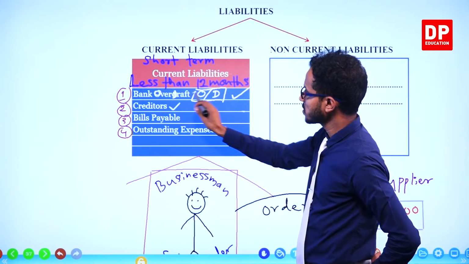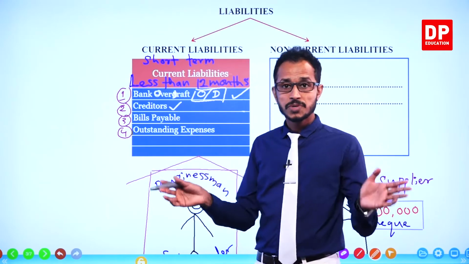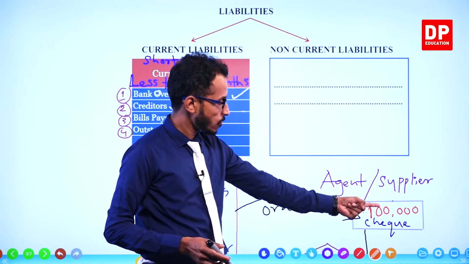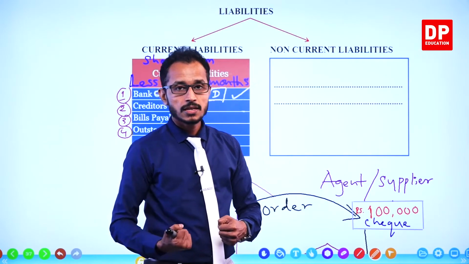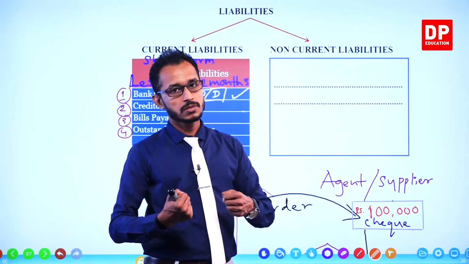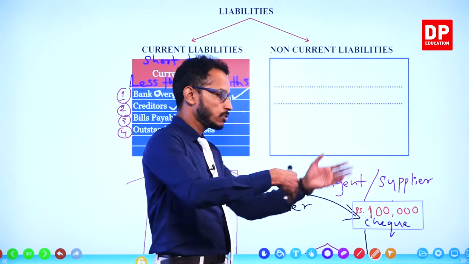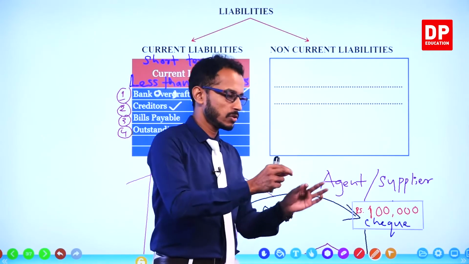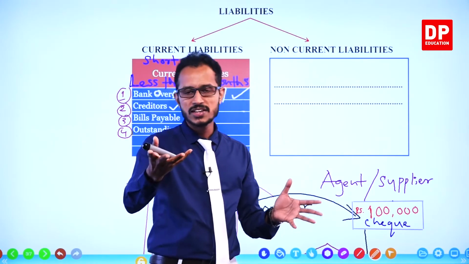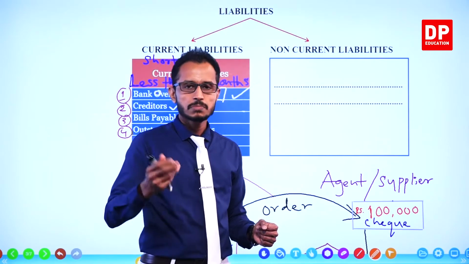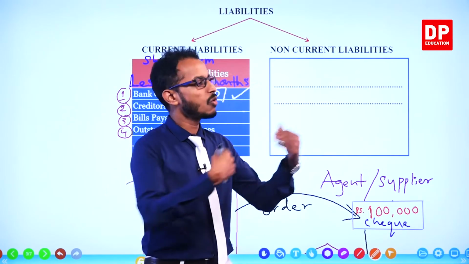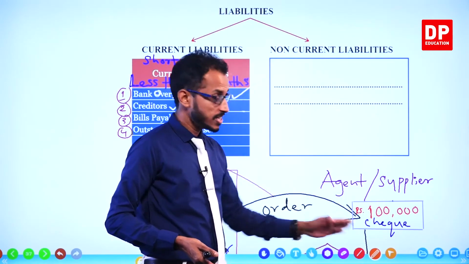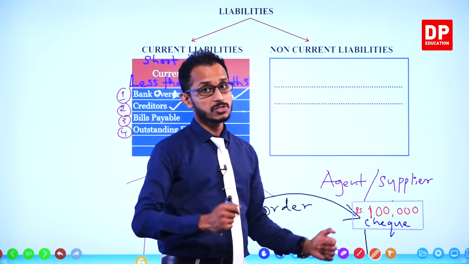We have creditors. Creditors means agents, such as this agent. If we do not pay them for the goods that we purchase, that is a credit purchase. Or in other words, we buy goods from our suppliers and we don't settle the money then and there. It's a credit transaction or a credit purchase. Then our business is owing 100,000 to these suppliers.